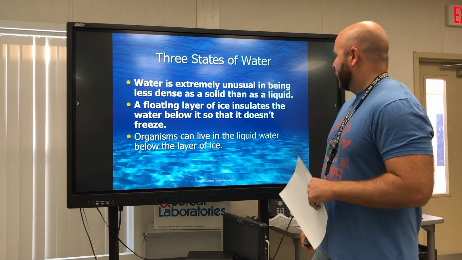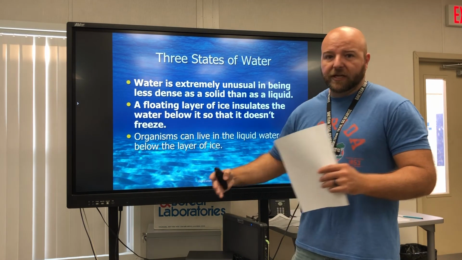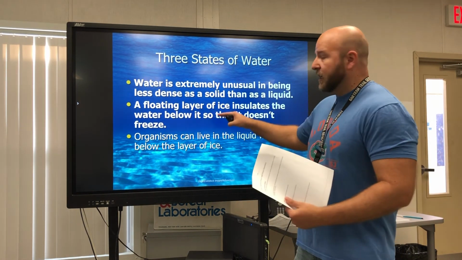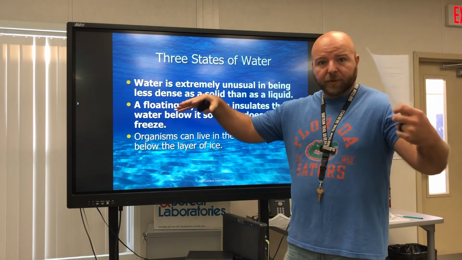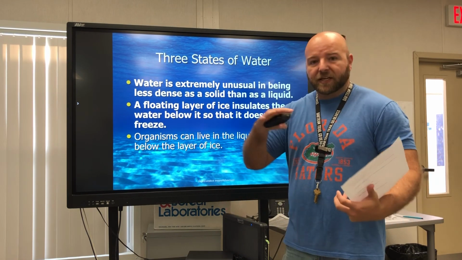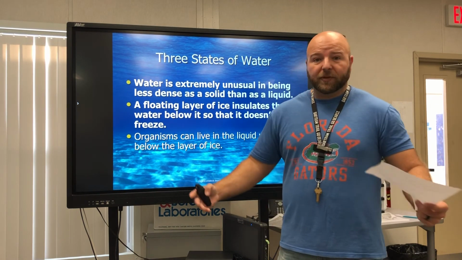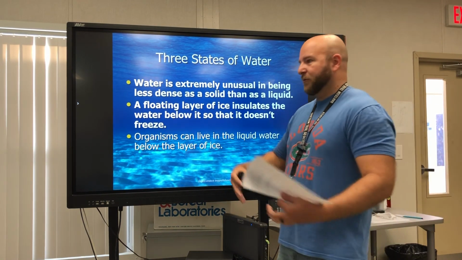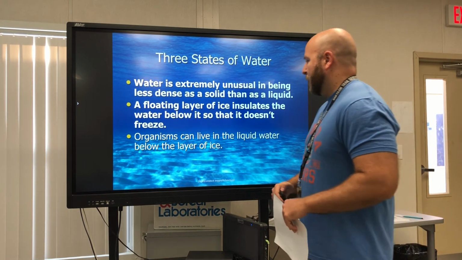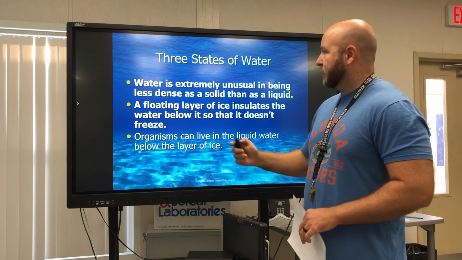And this is incredibly important because that floating layer of ice insulates the water below so that it doesn't freeze. Otherwise, much of our ocean would be frozen if not for this insulation that occurs with ice freezing at the top and keeping the rest of it underneath from freezing. So the ecosystem there isn't destroyed. It has ice over the top of it, but there are still things that live under that ice, which obviously would not be the case if it froze from the bottom up. So organisms can live in the liquid water below that layer of ice. Incredibly important when it comes to our marine science ecosystems.